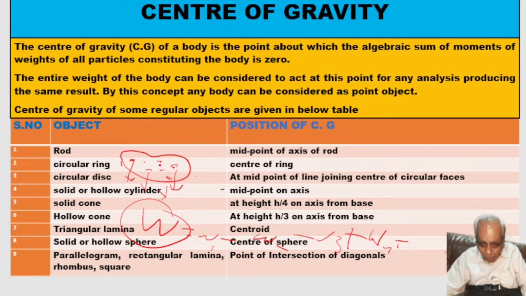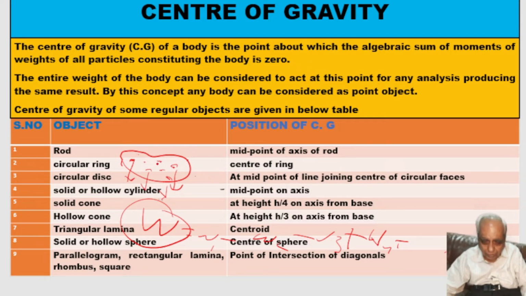So this point is such that if I take the moments of all these weights about that point, I should get 0. So center of gravity is a point such that if we take moment of weights of all particles of the body, I should get 0. So you can read this definition. Center of gravity of a body is the point about which algebraic sum of moments of all weights of particles constituting the body is 0.